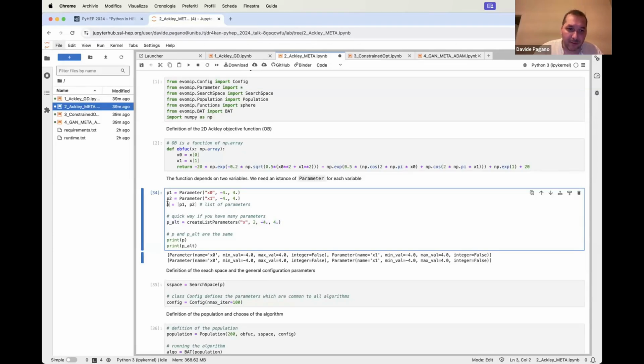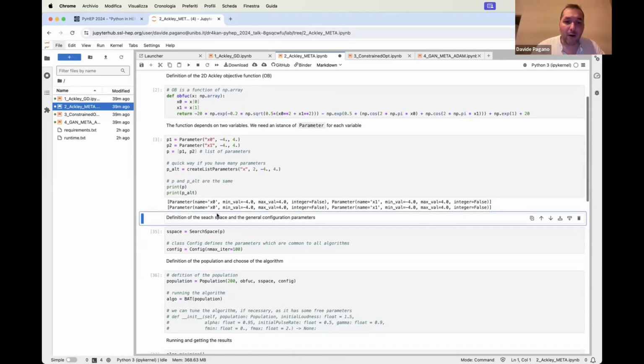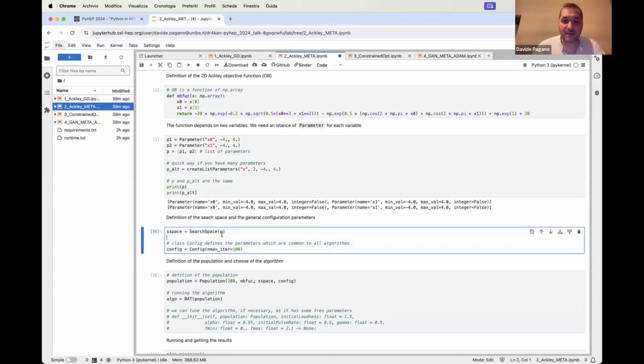In this, p halt and p are basically the same thing. Indeed, if I execute, you see, the printouts are the same. So in this way, we can define very quickly many parameters. Now, once we define this list of parameters, we pass it to this class, search space, to define this search space. Now, you may wonder why to have a class for this, because as we will see later, the search space can also take into account the constraints. Now, this is an unconstrained optimization problem. Later, I will show you a constrained optimization problem.